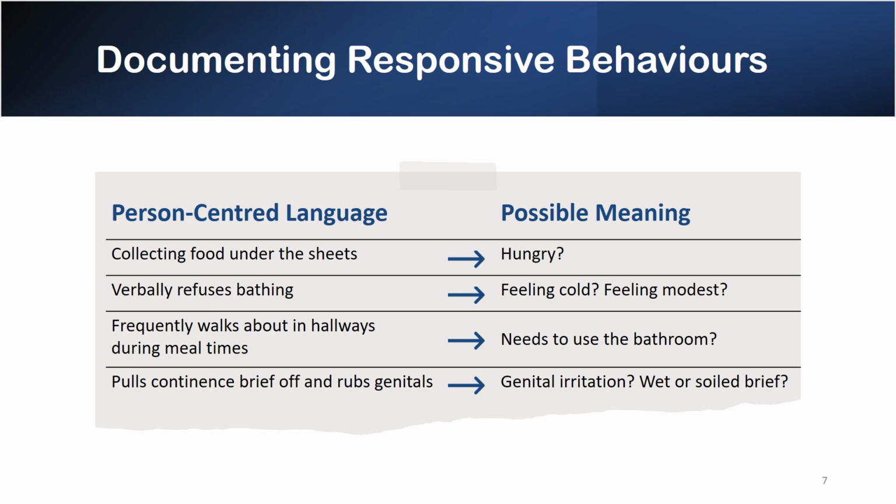Let's reflect more on the value of clearly describing what is happening when we document or describe a patient's behavior to others. Person-centered language helps us consider the meaning behind a behavior. This can stimulate care planning and generate ideas to support patients with behaviors. Let's consider these examples. If a person is collecting food under the sheets, it's possible they may be hungry. Or perhaps they have lived through economic hardship or military conflict and think they need to create a stockpile of food.